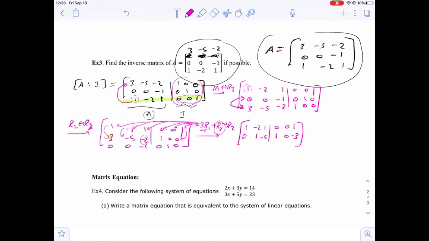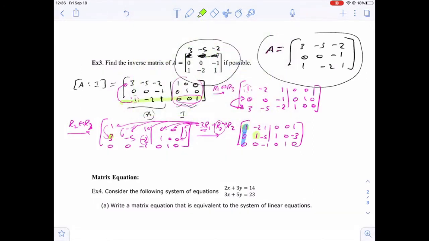Now we have 0 here, and then the third row is 0, 0, -1, 0, 1, 0. Good. So we got one pivot element, and everything else in that column is 0, and that's what we call the unit column. So we got the first unit column here. And then we look at the next pivot.